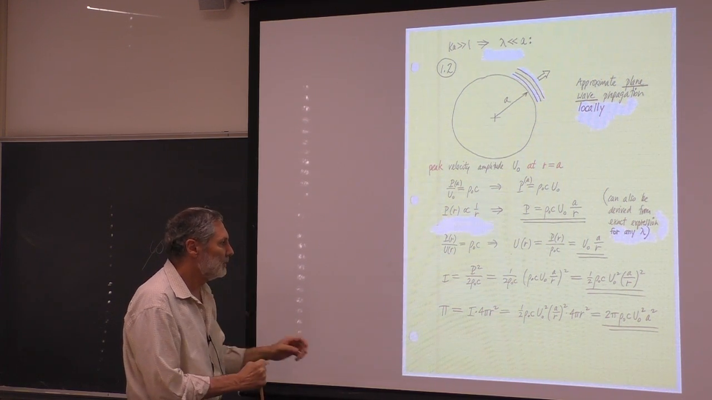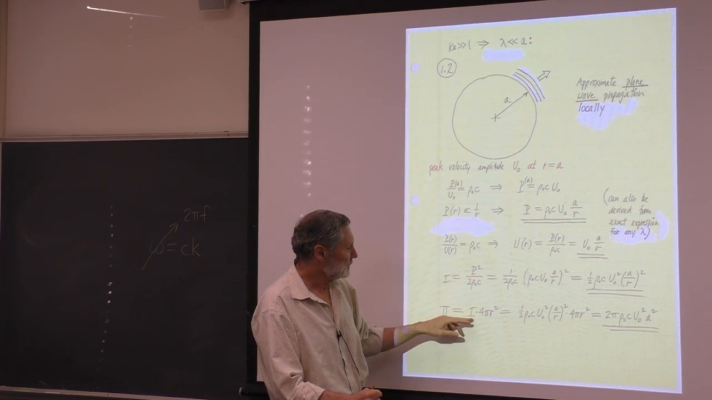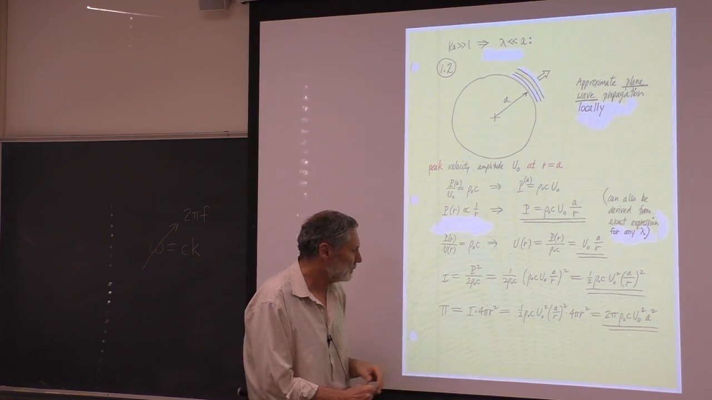Finally, the total power is just the intensity by isotropy, by symmetry. It's just going to be the intensity times the square radius.